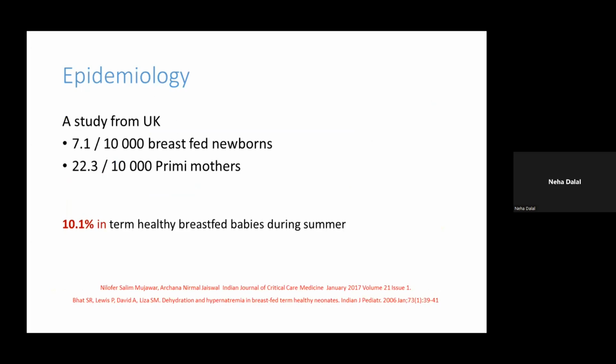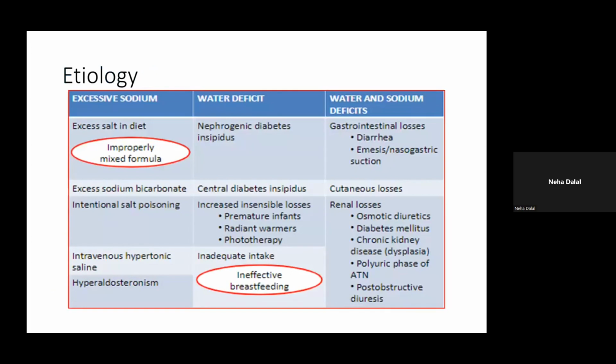A study from the UK showed that approximately 7.1 to 21% of babies, especially of primary mothers who were exclusively breastfed, had hypernatremic dehydration, especially during the summers. The etiology may be because breastfeeding is ineffective. And if the baby is on formula feeds, improperly mixed formula is the primary cause in these babies.